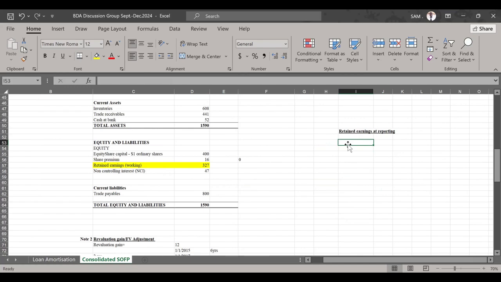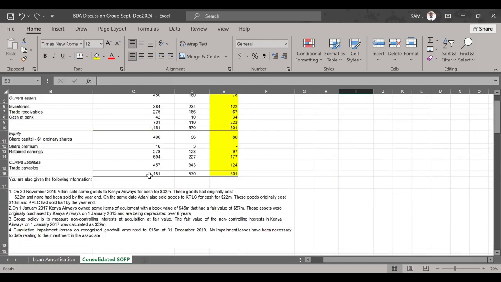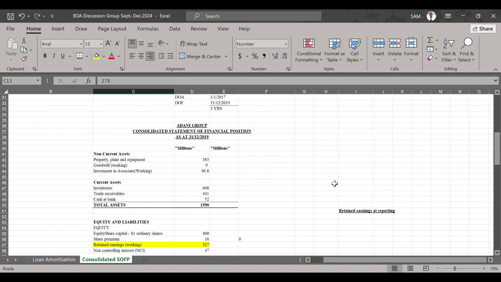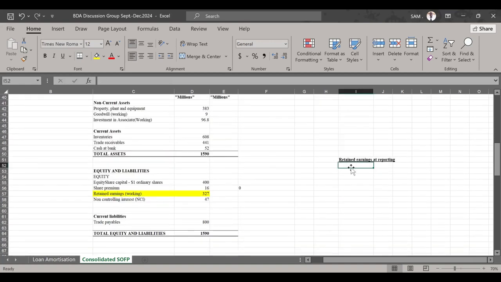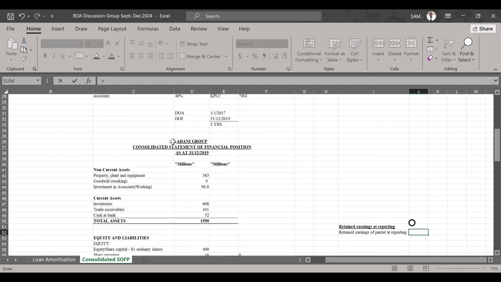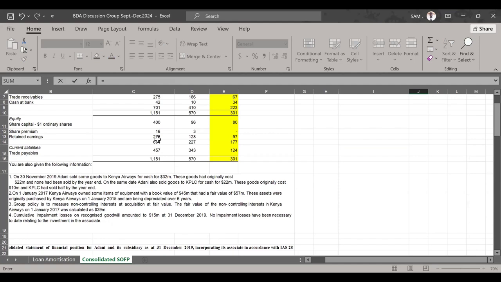Let us start with the retained earnings, because if you look at the statement of financial position, we were given the retained earnings of the parent, and this one is at reporting. So retained earnings of parent at reporting. The parent is the one consolidating, so their retained earnings is very important. And remember, for all the other equity elements, we only took the ones for the parent. It was 278.